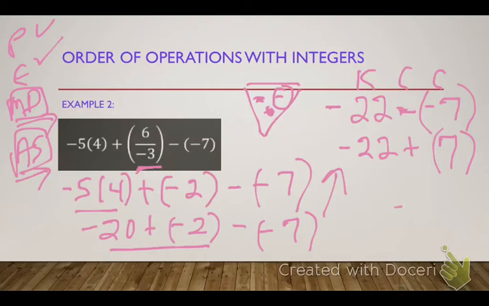Now we have a negative added to a positive, and when we have that, we need to subtract. So it's 22 minus 7 is 15. And the question is, which one of these has the greatest absolute value? The greatest absolute value between negative 22 and 7 is 22, which means we want to give this answer a negative 15.